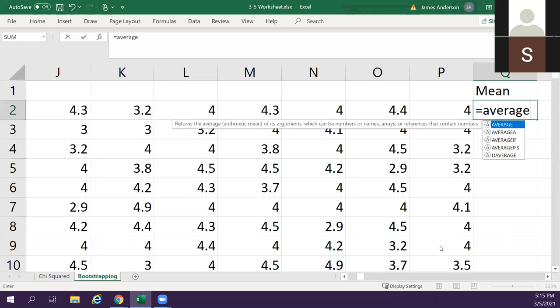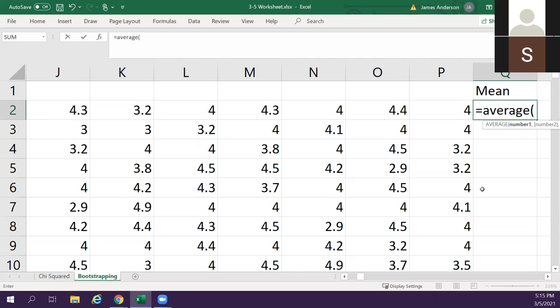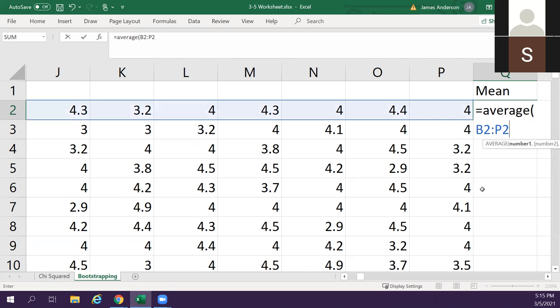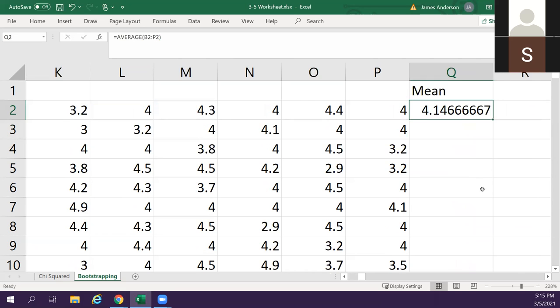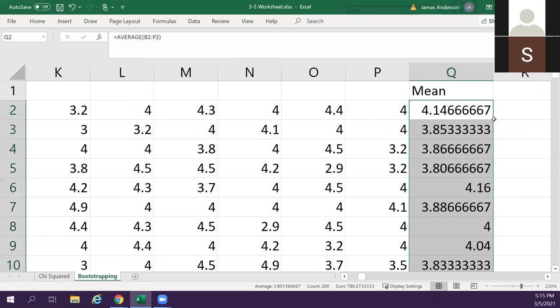So we want to find the average of everything. So it'd be B2 to P2. Yep, B2 to P2. And then I find them all. So the first thing it's going to want you to do is... oh no, I just want the bootstrapping interval.